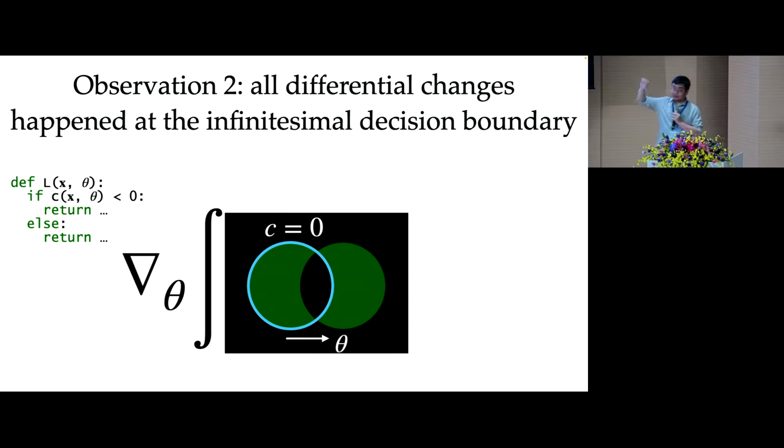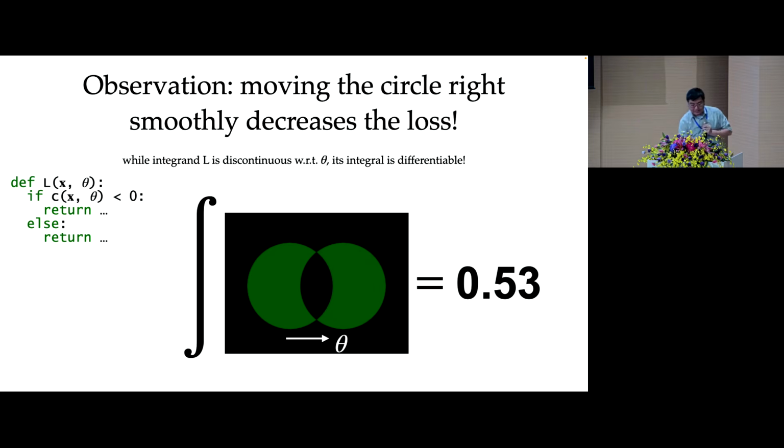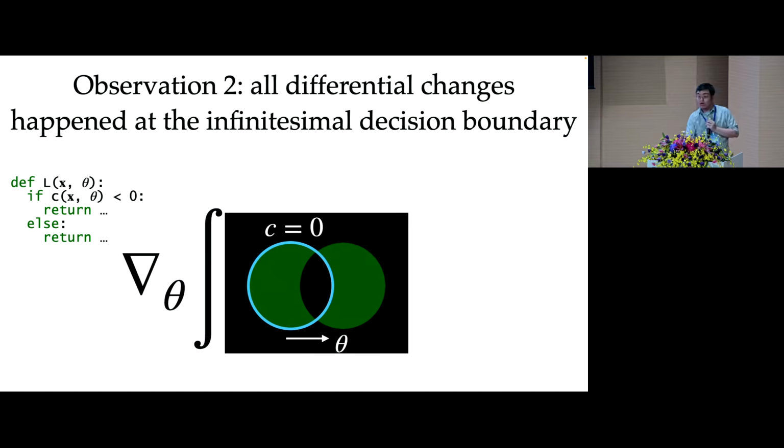If you look at the infinitesimal change at this state, when I only move the circle rightward a little bit, all of the interesting things happen at this very thin infinitesimal circle where C evaluates to exactly 0 in my if condition. So all the differential changes happen at this infinitesimal decision boundary.